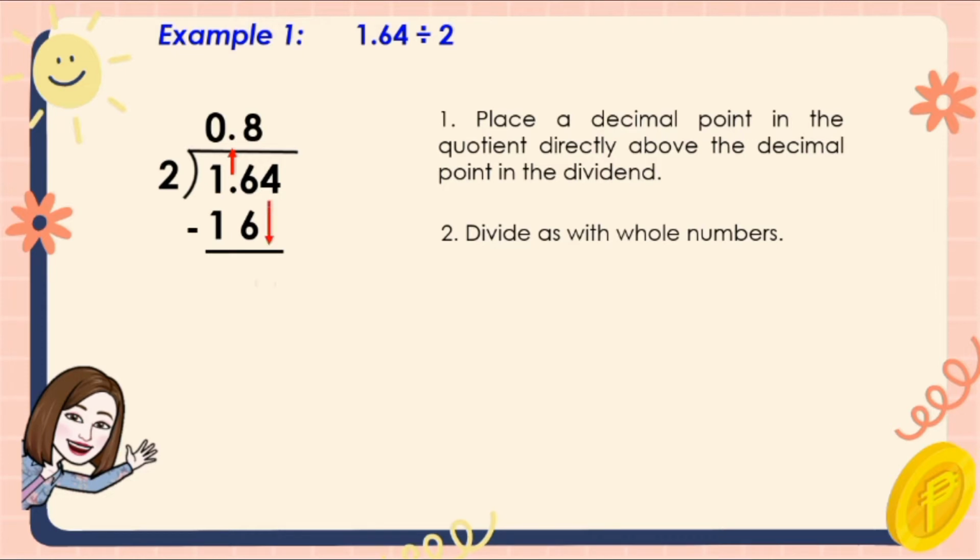Bring down 4. 4 divided by 2 equals 2. And 2 times 2 equals 4. 4 minus 4 equals 0. Therefore, the quotient is 82 hundredths.